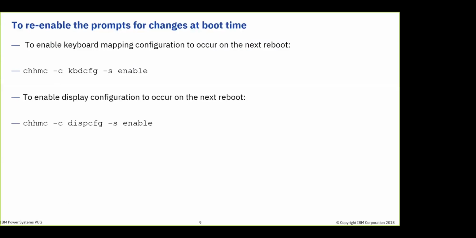And the only way to do it is on the command line, and you can see the two chhmc commands that you'd use there to change those. And then the next time you reboot, it'll come up and ask you. Once you've got them set up correctly, it is worth telling the HMC not to ask you next time, because it adds a couple of minutes to the reboot time, and you really don't need slow reboots.